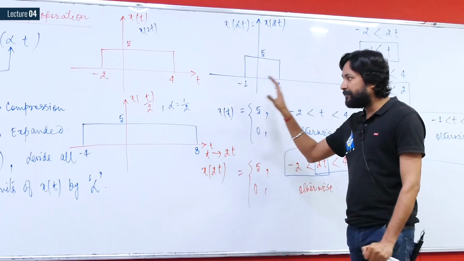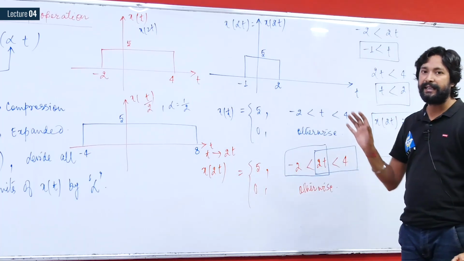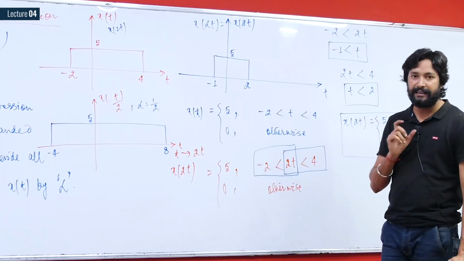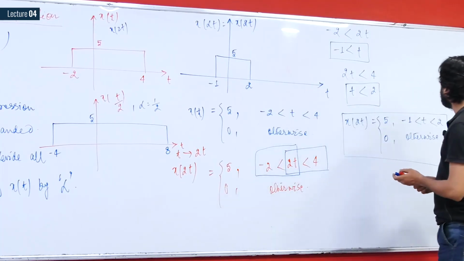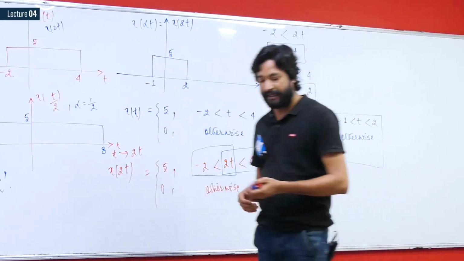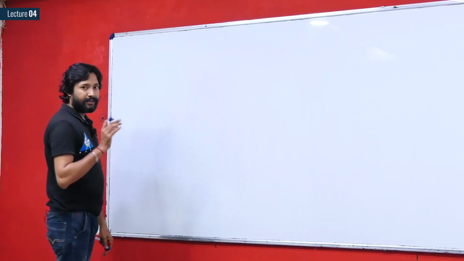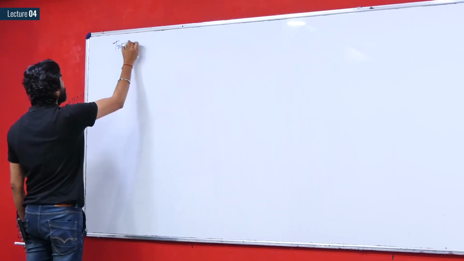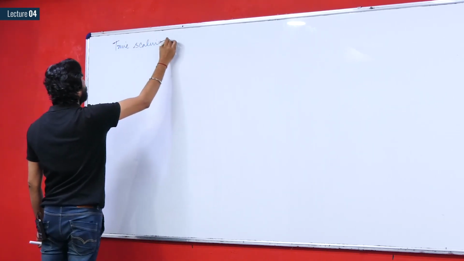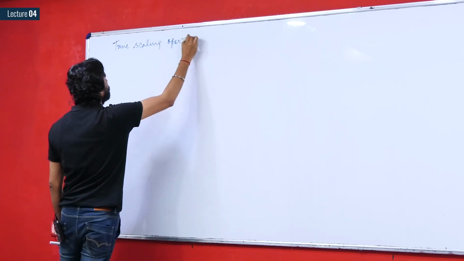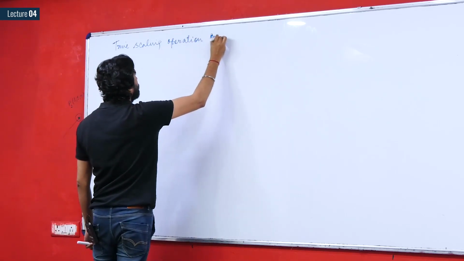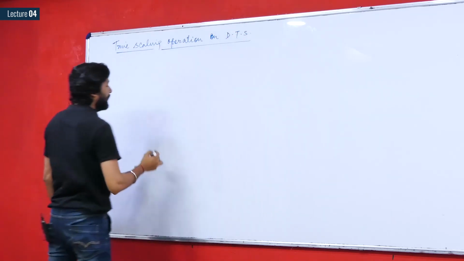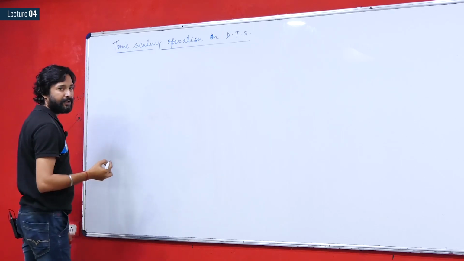So now we have to discuss the similar properties for discrete time signals, but for the discrete time case we name these operations decimation and interpolation. So now let us discuss the time scaling operation on discrete time signals. For a given signal x of n, we have to find out x of alpha n.